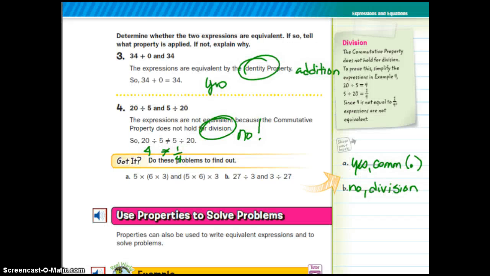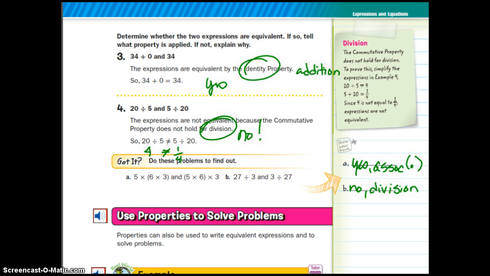Did you get what I got? For the first one, yes, they're equivalent, and it's using not the commutative property, it's using the associative property of multiplication. And then the second one, the answer is no, because it involves division, and you'll get 2 different answers. Okay, let's keep going.